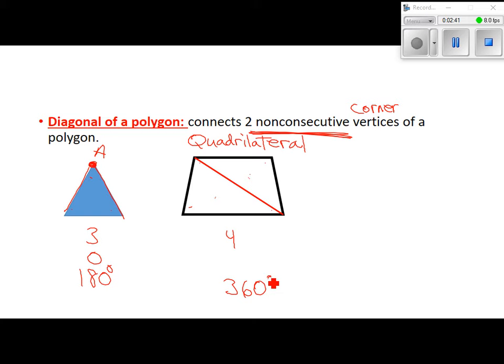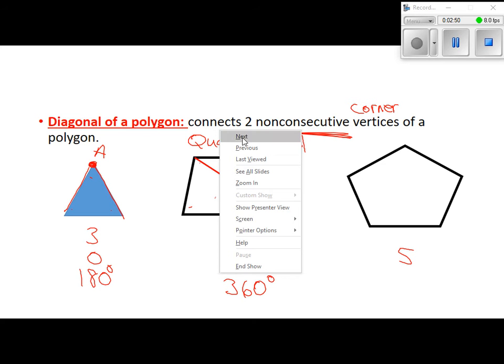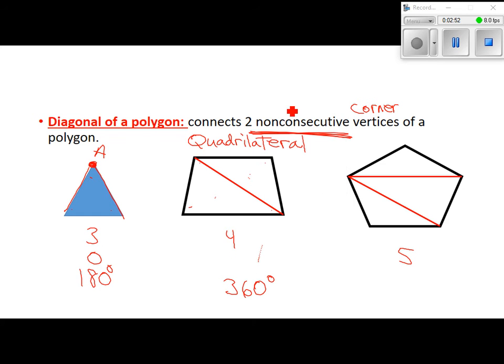There are more diagonals there, and we're going to talk about it in a minute. Next, if we've got five sides, a pentagon, and we draw in the diagonals from one vertex, we have 1, 2, 3 triangles. Well, 3 times 180 is 540. So anytime you have a pentagon, all 5 angles of a pentagon have to add up to 540.